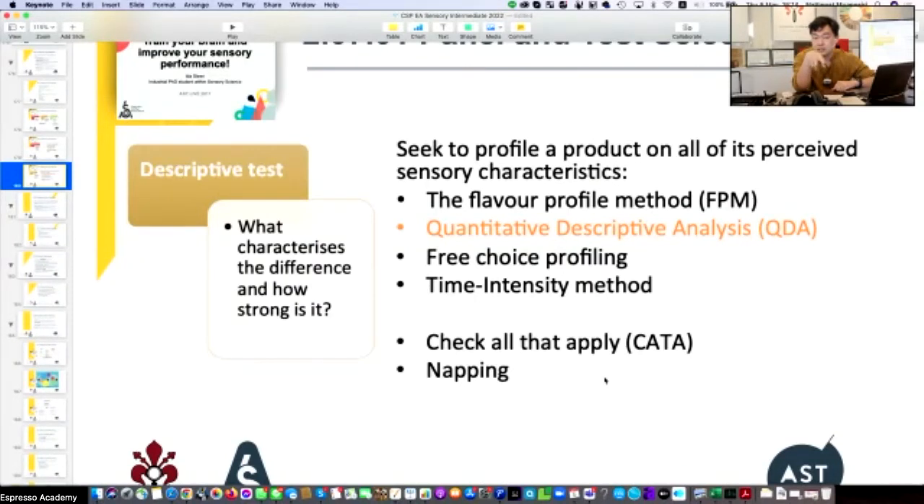Okay, yes, this one, I smell chocolate, I smell aroma, I think, yes. Hazelnut, yeah, sure. Chocolate, I don't know, butter, yes, is there. Oh, no, nothing burnt. So check all that apply is one of the very easy descriptive tests that you can do to collect data from your group, so that would help you as well.